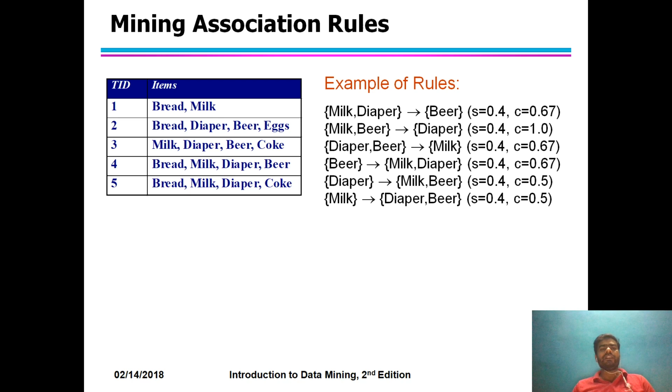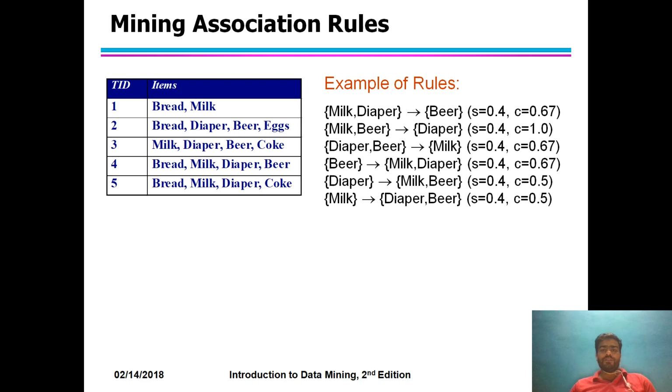So, mining association rules. Again, take a market basket transaction with transaction IDs 1, 2, 3, 4 and 5. Transaction 1: bread, milk. Transaction 2: bread, diaper, beer and eggs. Transaction 3: milk, diaper, beer and coke. Transaction 4: beer, bread, milk, diaper. Transaction 5: bread, milk, diaper and coke.